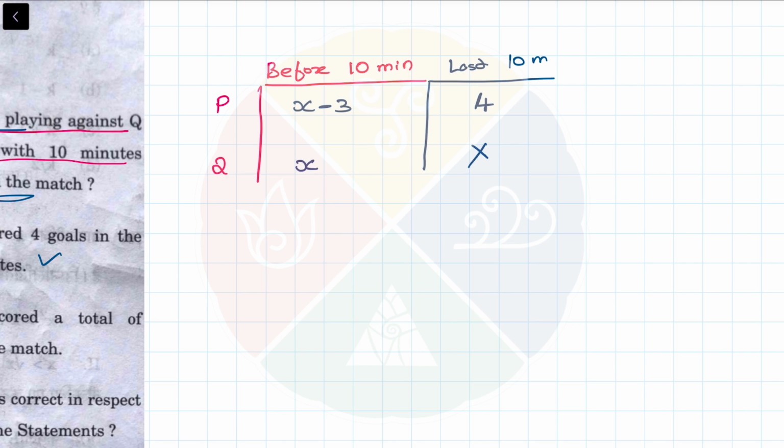So already we know that Q was in the front and P was behind before the last 10 minutes. But in the last 10 minutes, according to statement 1, P scored 4 goals. It doesn't say anything about Q. What if Q scored 10 goals? Or what if Q didn't score anything? So there are a lot of possibilities. Well, before going there, let's see this thing.